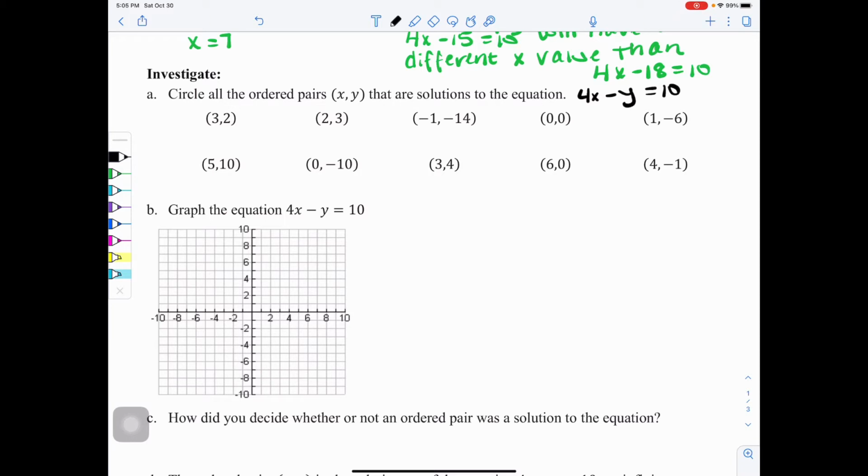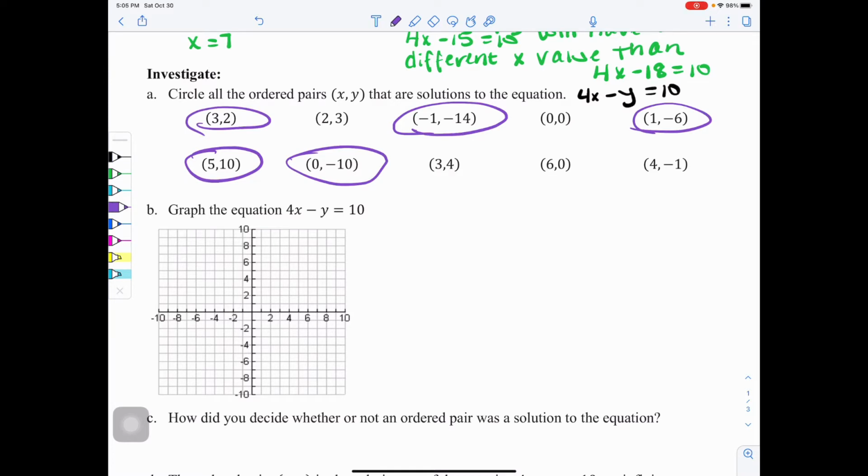When you're ready to check the answers, you can resume the video. Okay, now that you've had a chance to try part A, let's go over the answers. You should have the coordinates (3, 2), (-1, -14), (1, -6), (5, 10), and (0, -10) circled. So now in part B, they'd like us to graph the equation 4x minus y equals 10. So in order to do this, let's take our coordinates from part A and organize them in a way that will allow us to use them to make the graph.